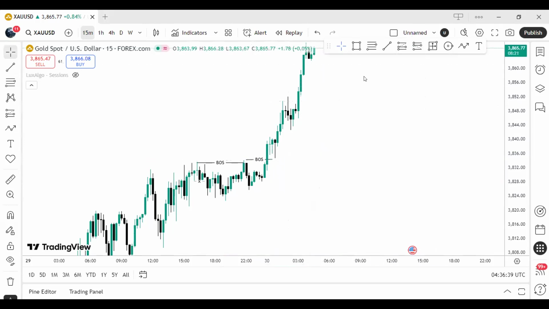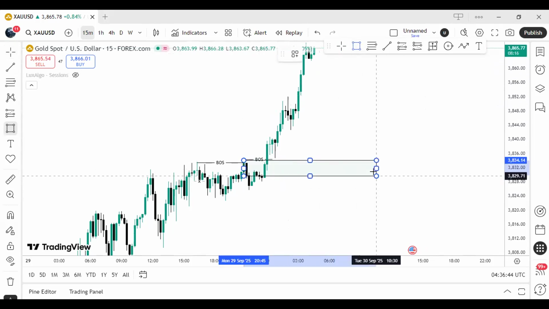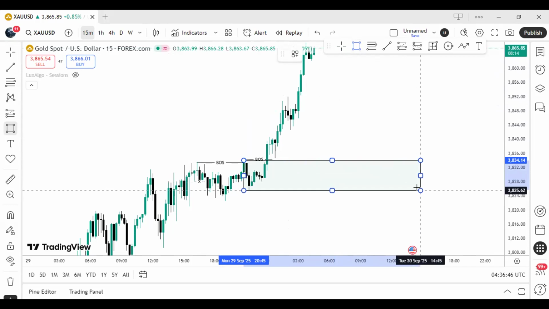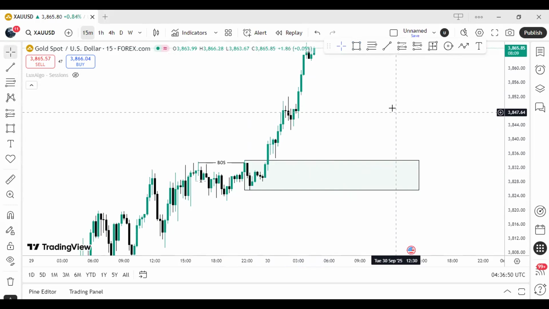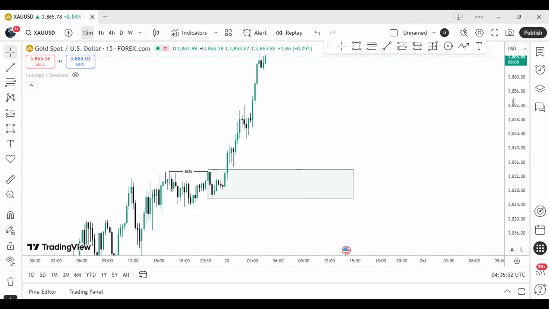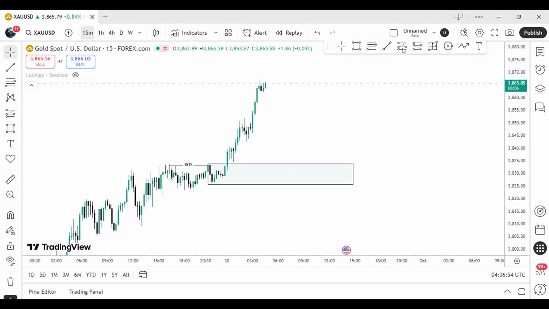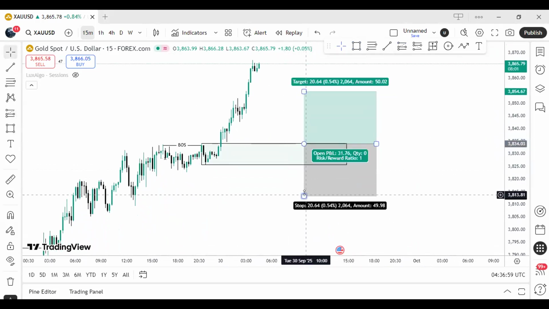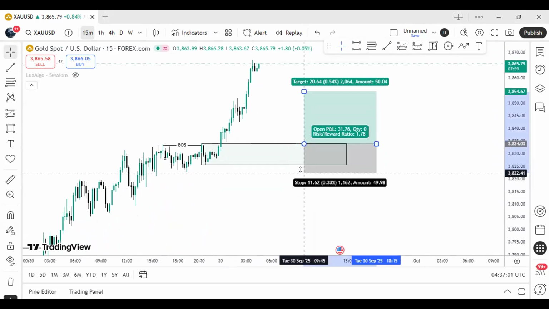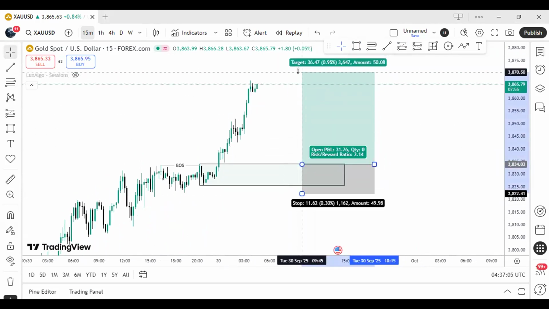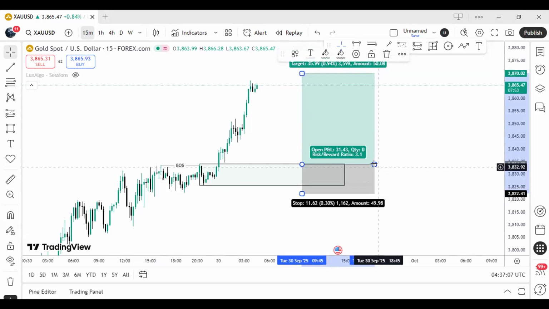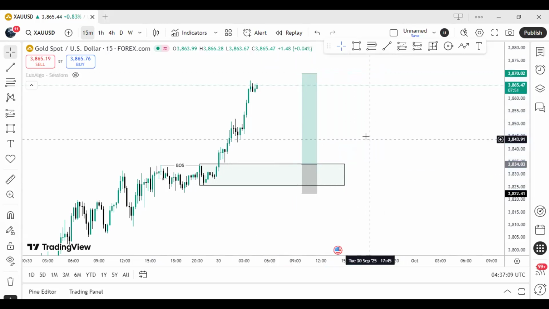So I can mark this order flow now as my area of interest, that if price should come down to this point, I can start looking for buy opportunities. So this is like my trade. I can put my stop loss just below here. And then my target is 3R, 3.1R. All right. So that is it for gold.